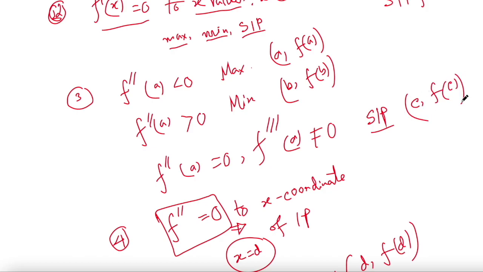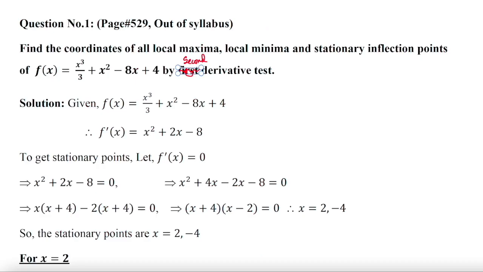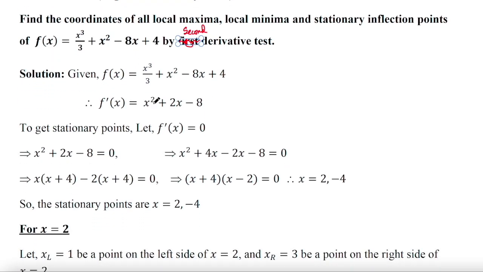So this is how you can solve any problem. These are the steps. Now let us solve this problem by using the second derivative test. So you see, first we calculate the first derivative. How we calculate the first derivative, you need to understand the previous chapter clearly. You see, the derivative of x cube will be 3x square.